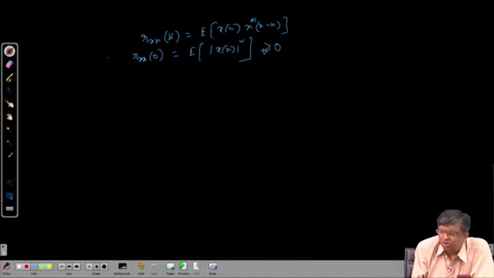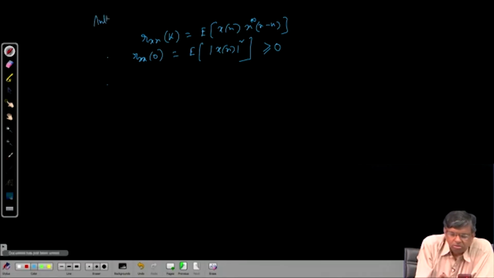Usually it is greater than 0, but equal to 0 means the expected value of mod x[n] square is 0, which means in all trials x[n] takes 0 value. Only then is mod of x[n] 0, mod square 0, and only if in all trials it takes 0 value can the expected value of mod x[n] square be 0. Which means x[n] is a 0 random variable. Its value is always fixed to be 0 in all experiments. That normally does not happen in our cases, and that is why it is usually greater than 0. Anyway, this is one property of what is called the autocorrelation function.